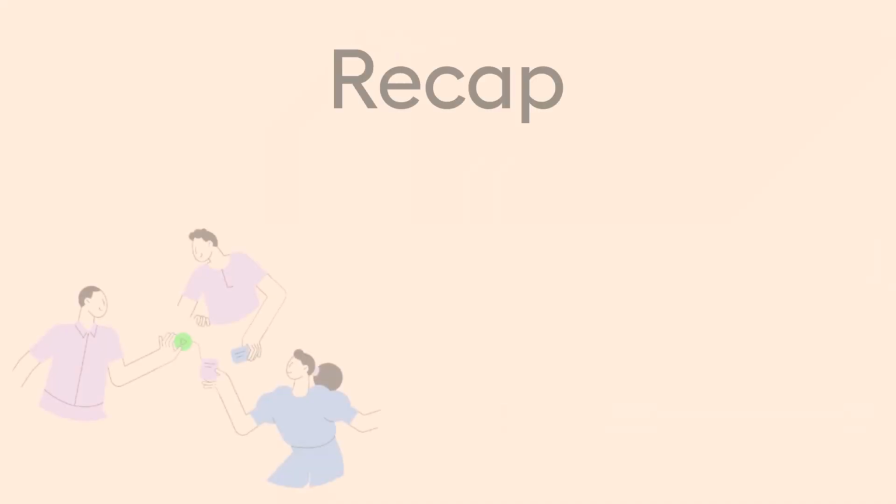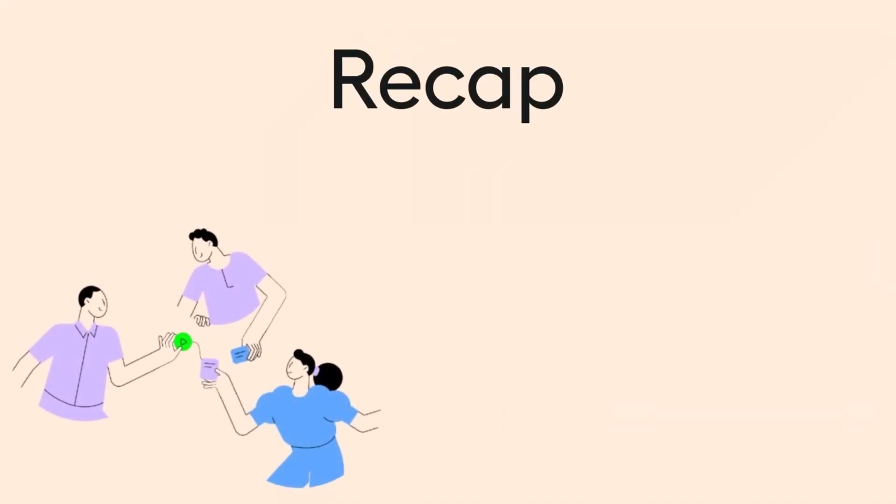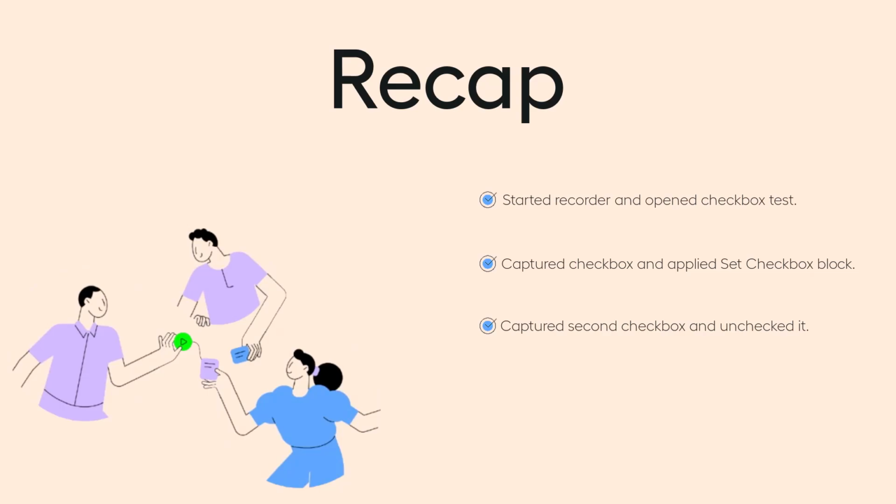Now, let's quickly recap the flow we followed to build this checkboxes automation scenario. We launched the recorder and opened the Checkboxes test page, captured the first checkbox, and used the Set Web Checkbox block to check it. Then, we captured the second checkbox and set it to uncheck. After saving and closing the recorder, we added a pass block to mark the flow successful. Running the test confirmed the first checkbox was checked, the second unchecked, and the flow passed.